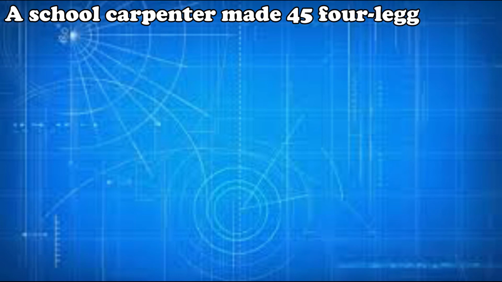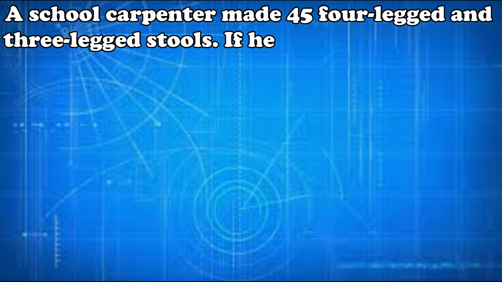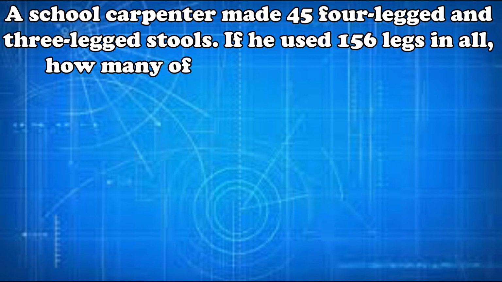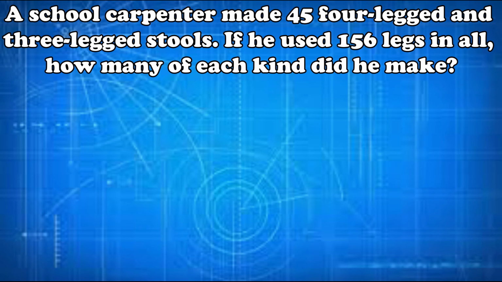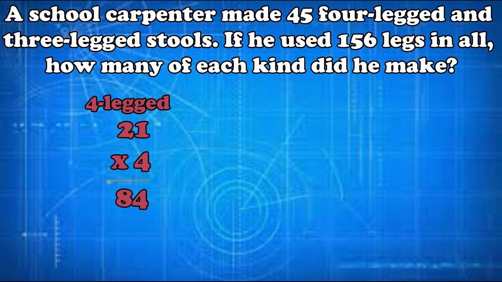So let us have some checking methods here. Again, the skilled carpenter made 45 four-legged and three-legged stools all together, and he used 156 legs all in all. Then how many of each kind did he make? Okay, from our previous guesses, for the four-legged stools, we have guessed 21. So that's 21 times 4, that's equivalent to, of course, 84, which means 84 legs were used for constructing the 21 four-legged stools.